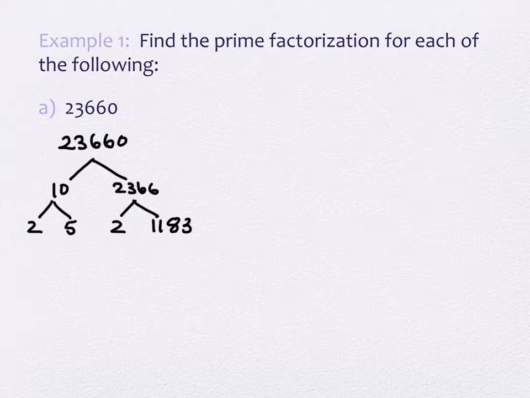1183 is not super friendly. It's not even, and it doesn't divide by 3. I mean, very quickly you can add the digits together and you don't get a multiple of 3. It's not divisible by 5 because it doesn't end in a 5 or a 0. So our next prime number would be what Sally just said, which was a 7.